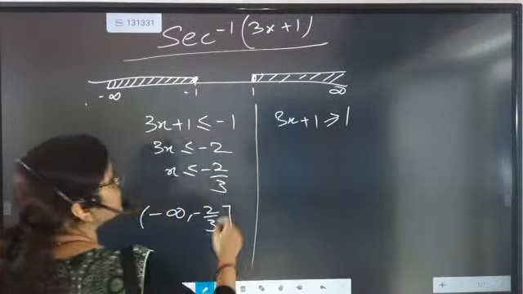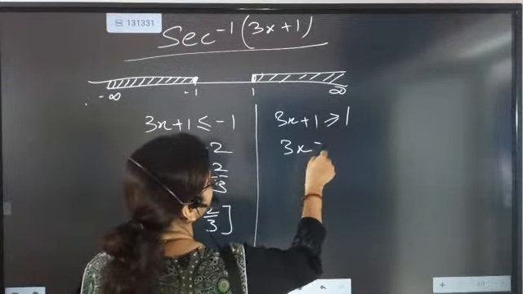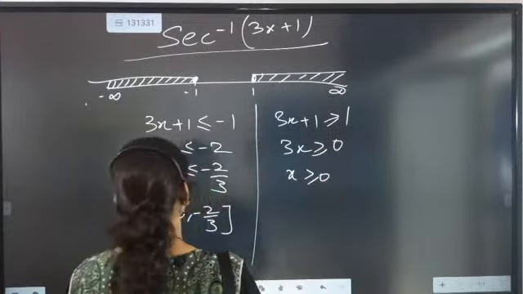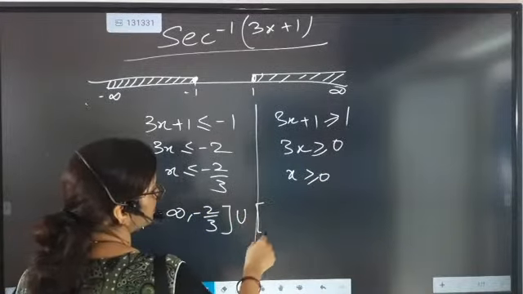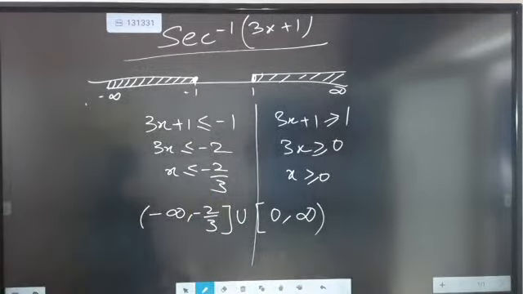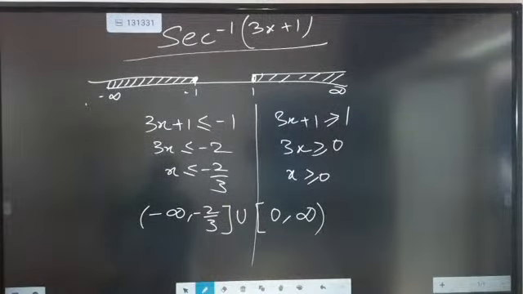Now the next part is 3x plus 1 is greater than or equal to 1. So definitely this will go and it will become 0. So x is greater than or equal to 0. So now the union: x from 0 to infinity. Minus infinity to minus 2 by 3, correct only, beta. Harish answered first, Maheshwal second, third Vishiga, fourth Sham.